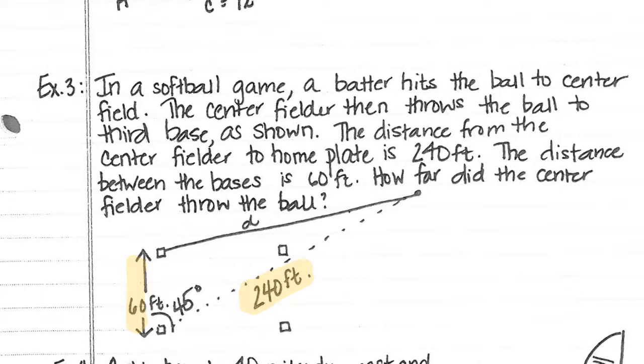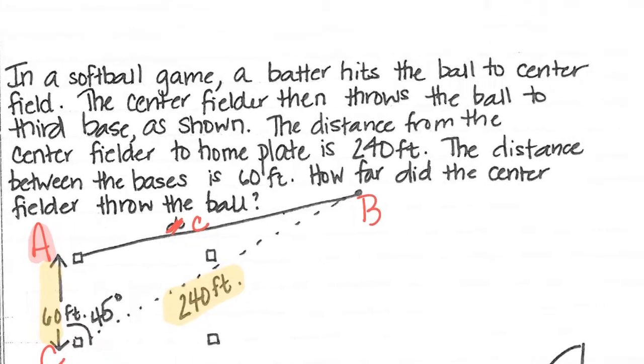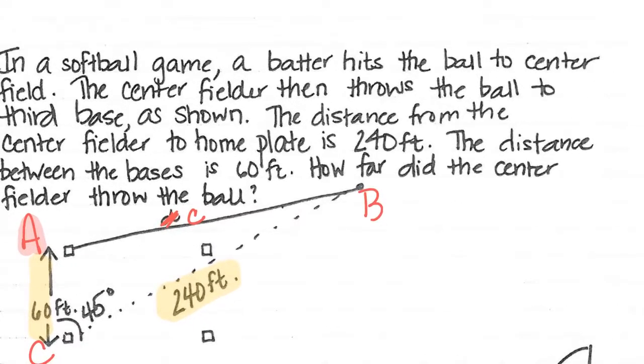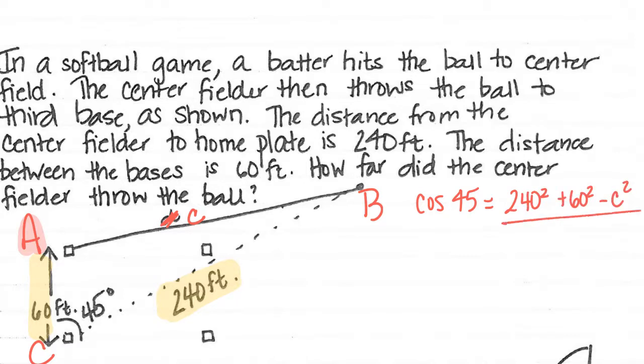So if I was to name this triangle A, B, C, it looks like we're really finding C. And I can use the law of cosines to find this. So I'm going to write it right here. Notice that the cosine of 45 degrees is equal to 240 squared plus 60 squared minus c squared. I'm kind of doing this a different way.